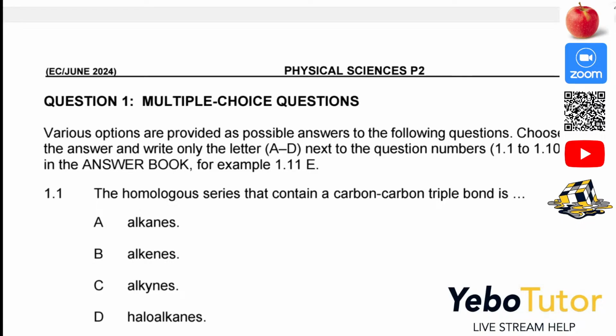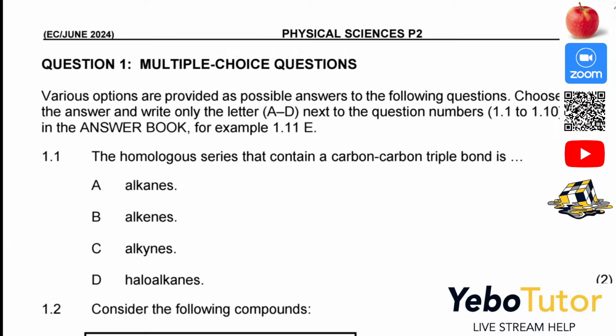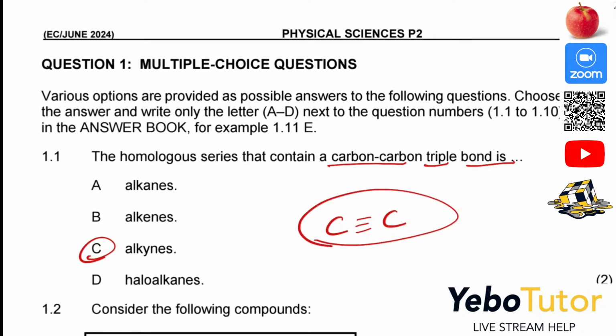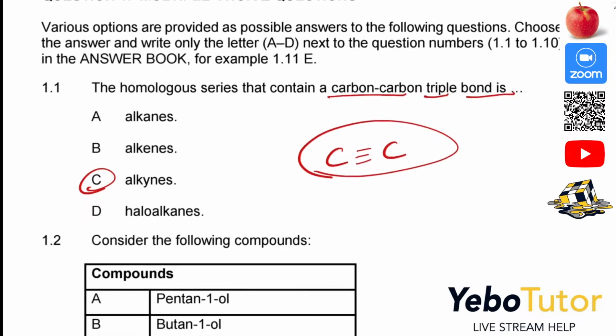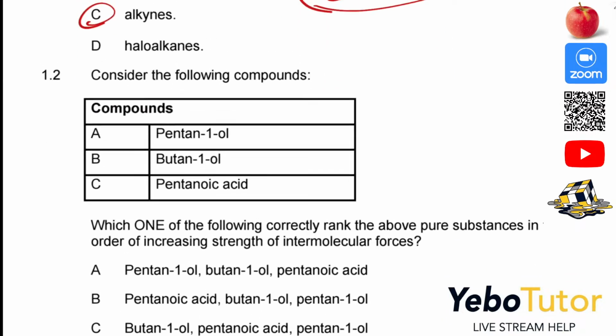We can see that from the questions which were given, this is for paper 2. Now we can see that the homologous series that contain a carbon triple bond is called, this is easy guys, we know that's our alkynes because it has these triple bonds between the two different carbon atoms. So this is quite straightforward.